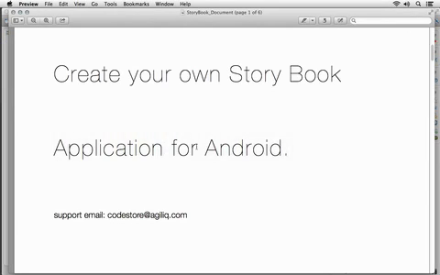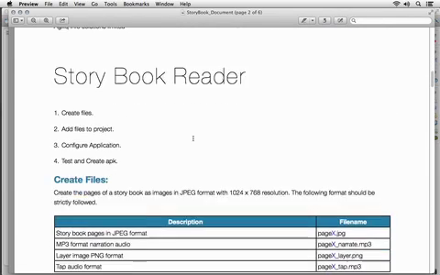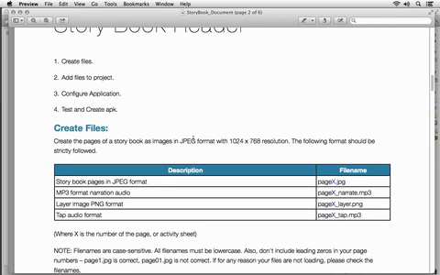Once you have done that, you would need to create your own files for your storybook, and the format for files is there should be a JPEG image, pagex.jpg, and if you want a narration audio for the image as well, you can load the narration audio for the same page. That should be pagex underscore narrate.mp3.